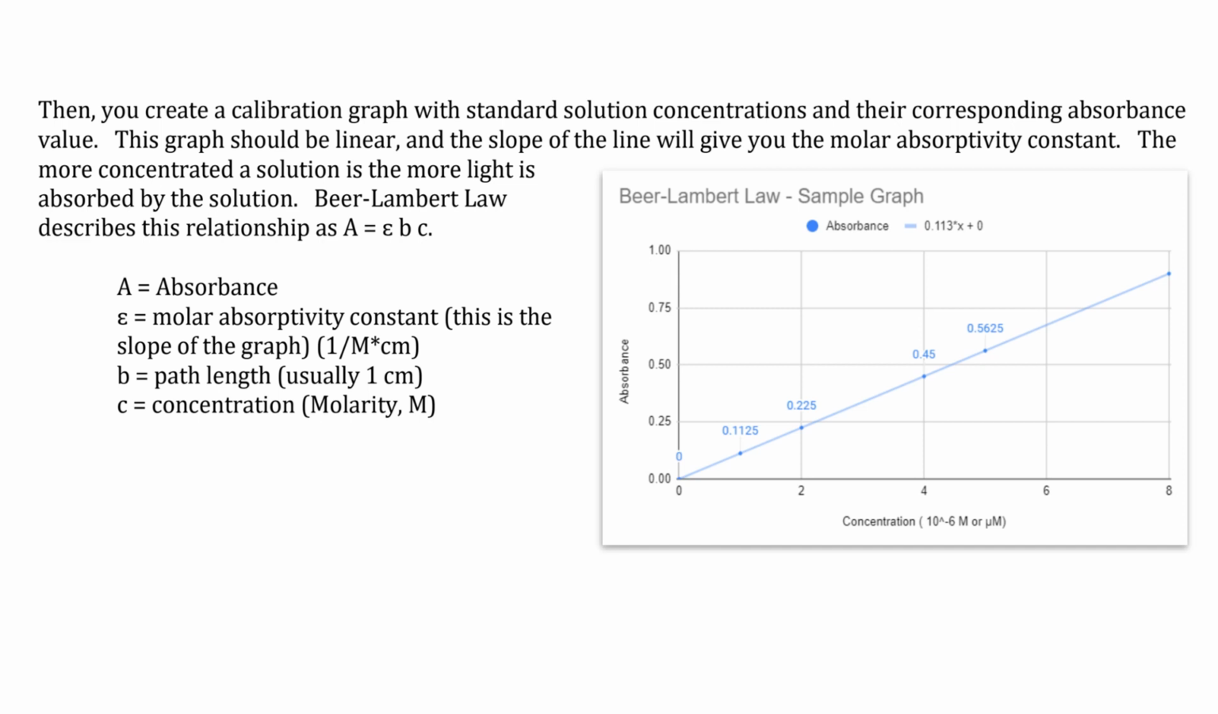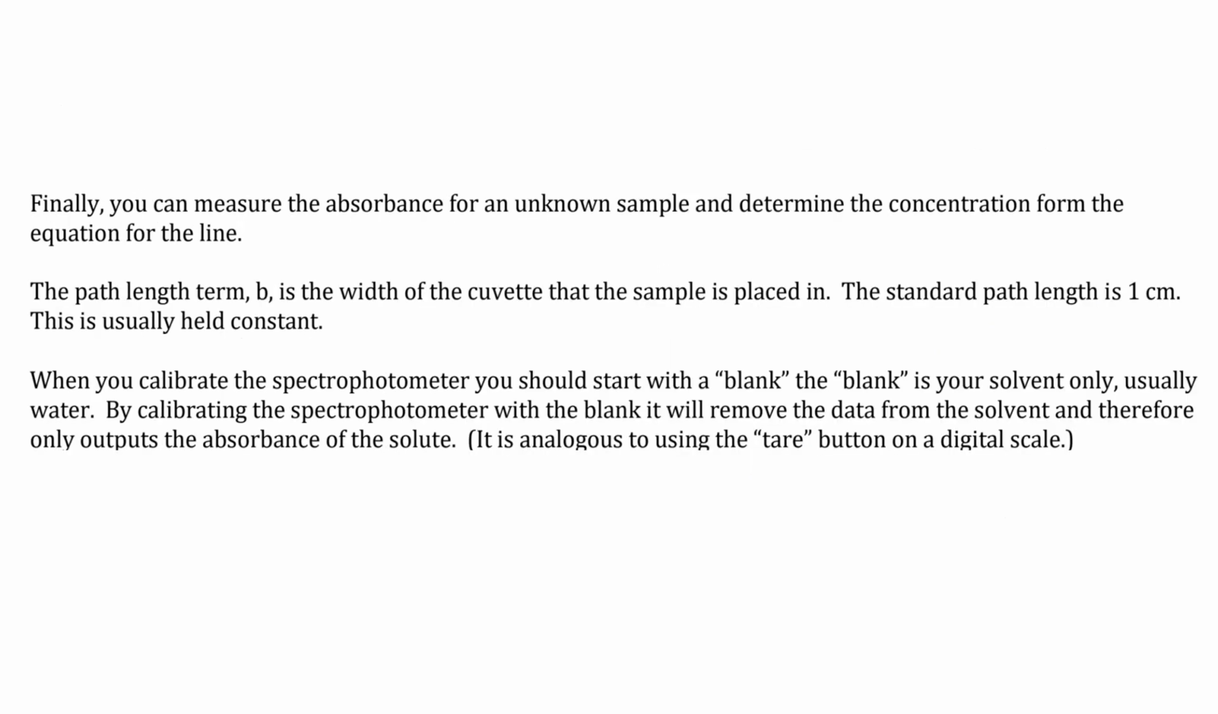Your absorbance, capital A, equals the molar absorptivity constant, which is your slope, times your path length, usually 1 centimeter, but they would tell you otherwise, times C, the concentration or molarity. If you increase your path length, meaning your cuvette is larger than 1 centimeter, and everything else is the same, your constant as well as your concentration, your absorbance will increase. Then you can measure the absorbance of an unknown.